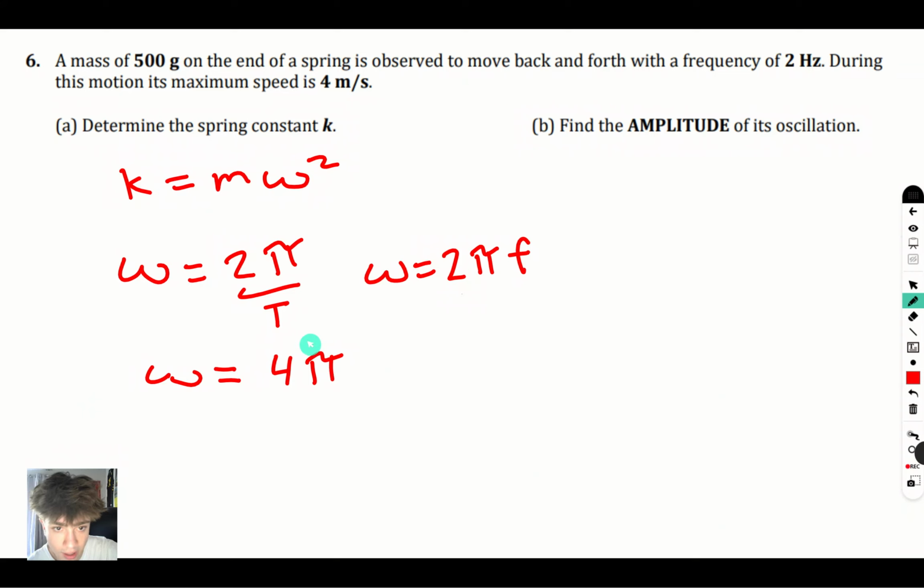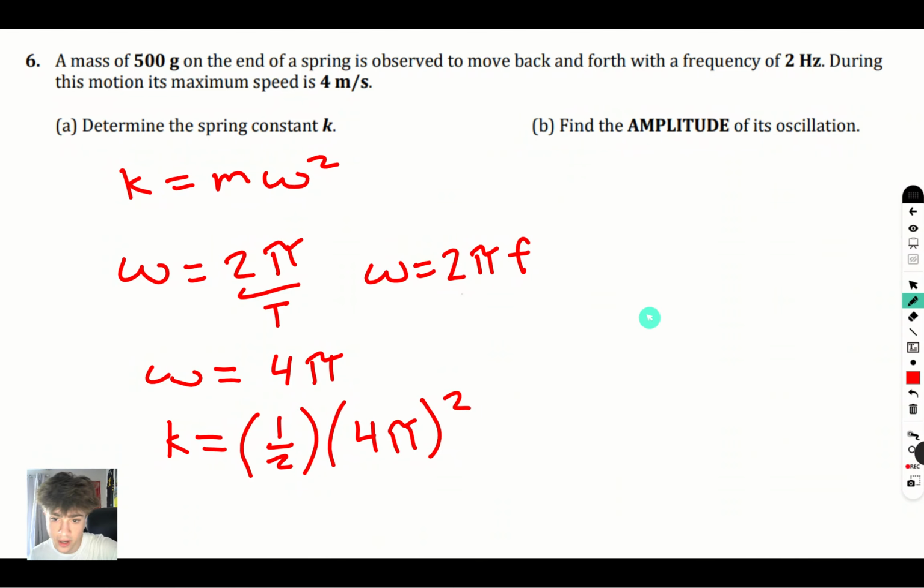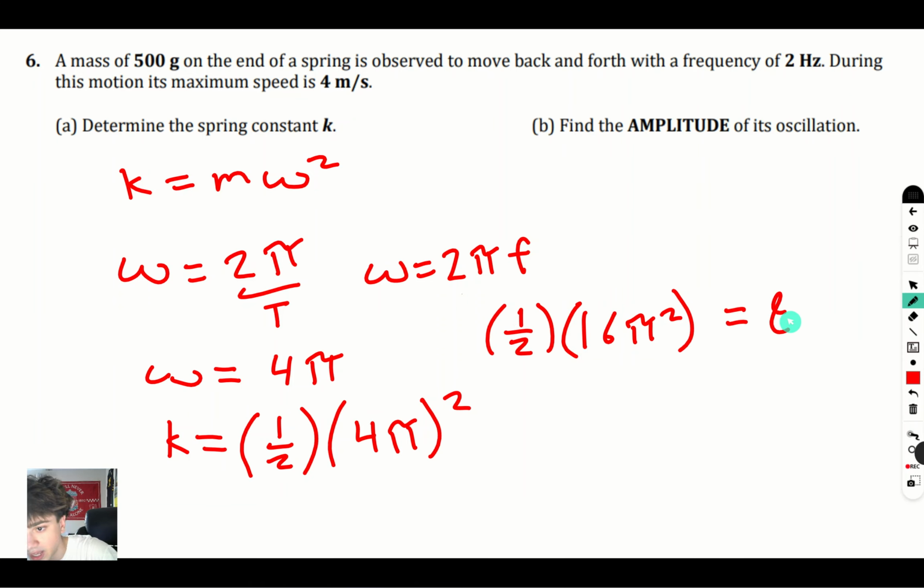and we'll get that omega is 4 pi. And now that we have this value, we can plug that into our K equals m omega squared. We get that K is equal to 1/2, in terms of kilograms, because 500 grams is half a kilogram, times 4 pi squared. 4 pi squared is simply 16 pi squared when we distribute, and that times 1/2 is going to give us 8 pi to the power of 2. And that will be our answer for part A. Our K is going to be 8 pi squared.